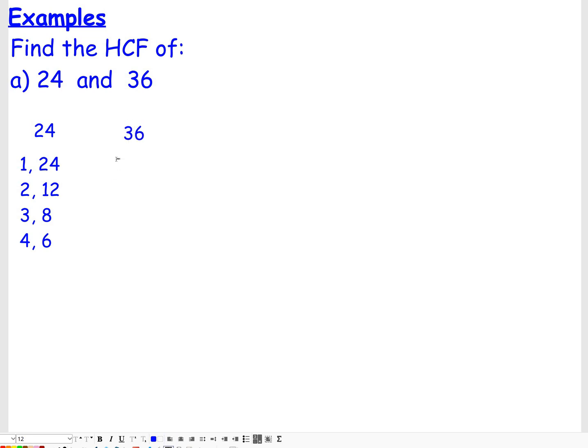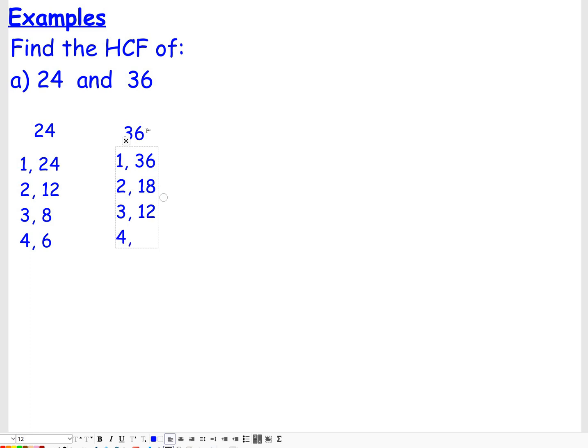So the first pairing is going to be 1 and 36. Second pairing, does 2 go in? Well, yes, it's an even number because we can see the unit digit is 6. So 36 divided by 2 is 18. Does 3 go in? Well, yeah, we know 36 is in the 3 times tables, or we can do our check. 3 add 6 is 9, which is in the 3 times tables. So yes, it can be divisible by 3, which equals 12.